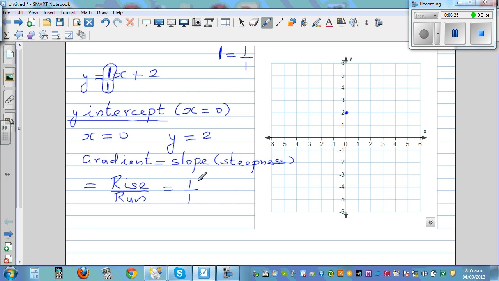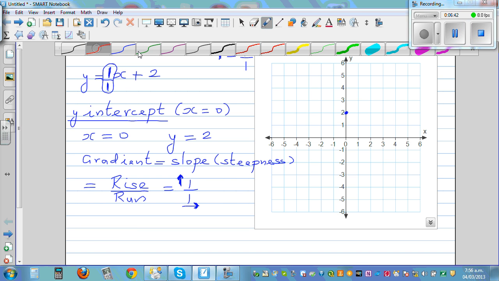So this is your rise. You're rising 1 up. I'll explain what I mean. You're rising 1 up and going 1 across. The top number tells you the rise, and the bottom number tells you the run. So this is your rise. Let me use a different color. From this point, you're going 1 up and 1 across. So this is the next point.